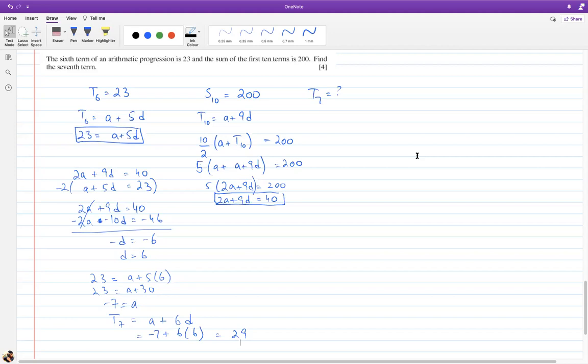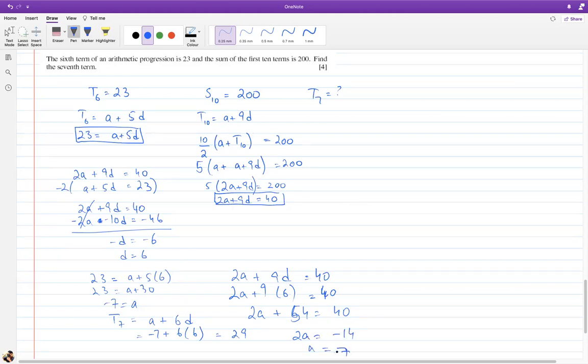No, you can take that equation. It doesn't matter. Even if I try to do that, let me do it. So 2a plus 9d is 40, right? And I know that d is 6. So 2a plus 9 times 6, 9 times 6 is 54. 2a is equal to minus 14. a is equal to minus 7. So even if you do that, it will give you the same answer. Sir, I mistakenly divided 40 and 54. My bad. It happens. We all make these mistakes.